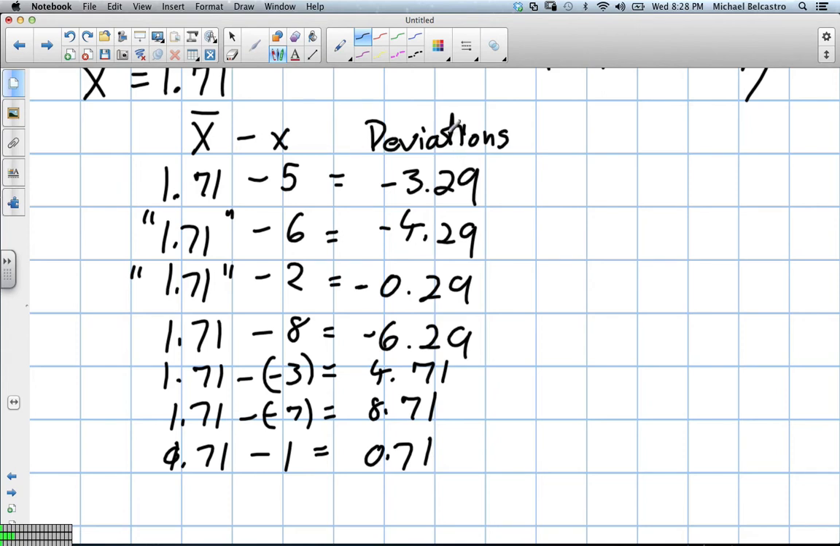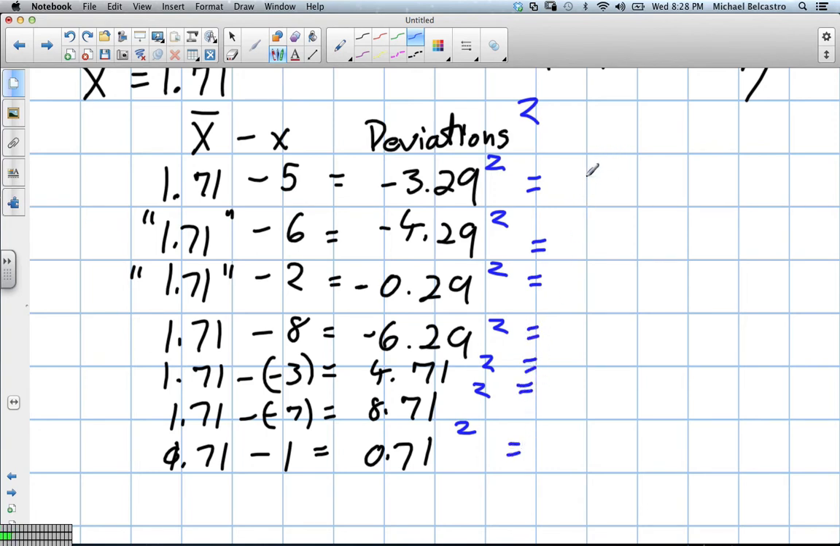Okay. Now what they do with all of these deviations is they square them all. So we square all of these deviations, and we figure out what their squares are. So we're going to have to do that next. So help me out with that.